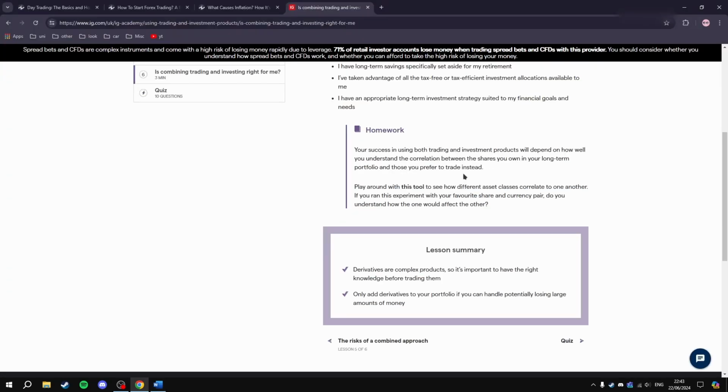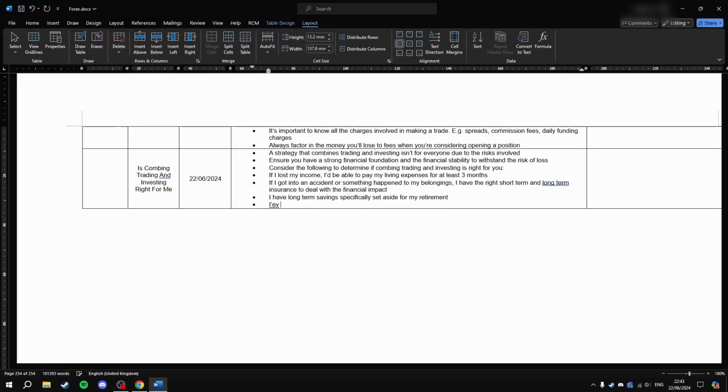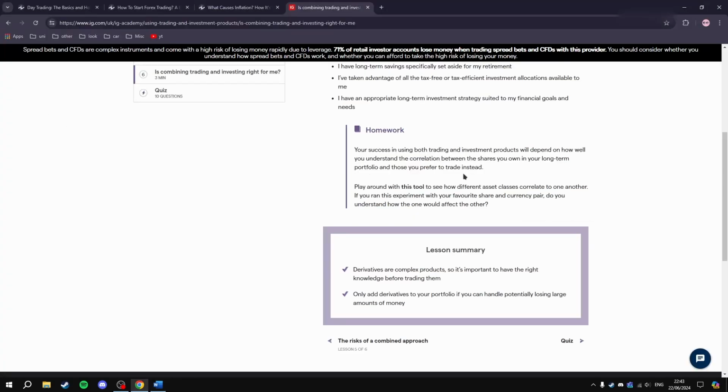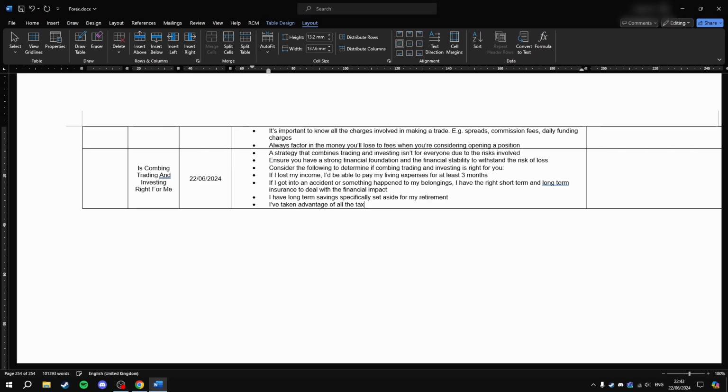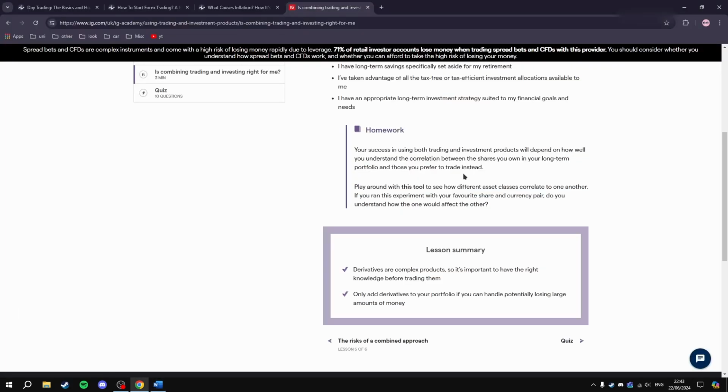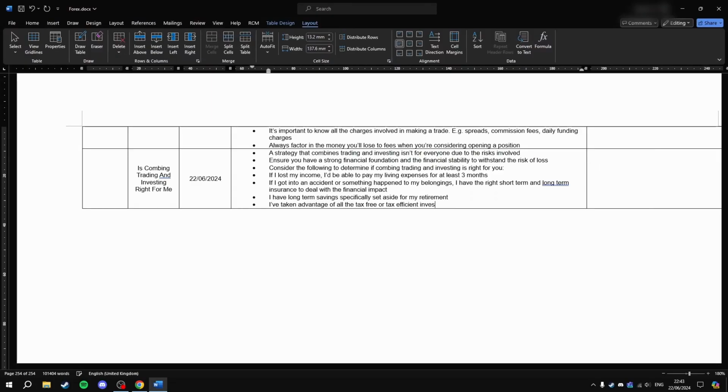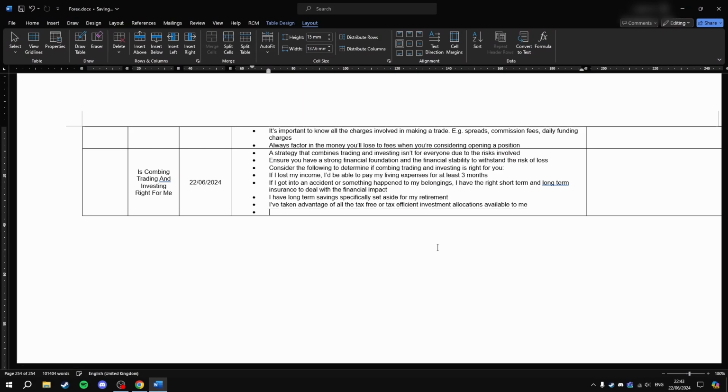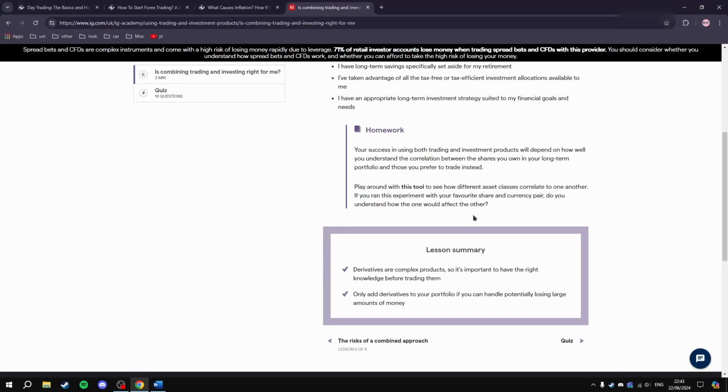I've taken advantage of all the tax-free or tax-efficient investment allocations available to me. I think in the UK it's like £20,000 per year, something like that.